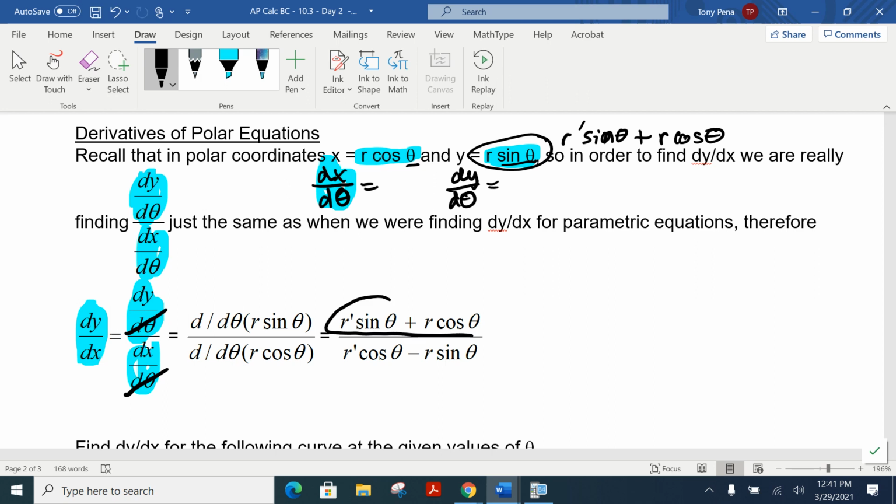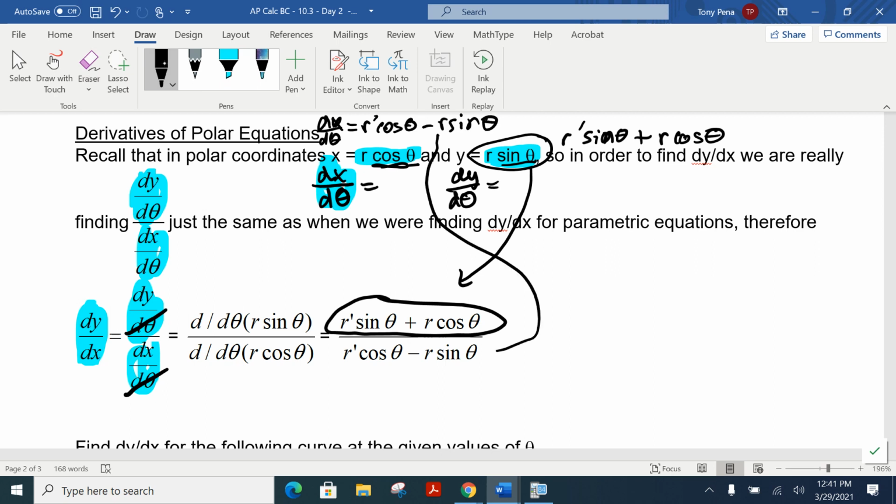So that is where this comes from. It's nothing more than the product rule for that conversion that we dealt with before break. If I ask you to take the derivative of x, we would say this is dx d theta, pretend like that's an x, and it's a product rule here: r prime, leave cosine alone, plus initially leave the r alone, then the derivative of cosine would be a negative sine, so we'll change this to a minus r sine of theta. That is where this comes from.